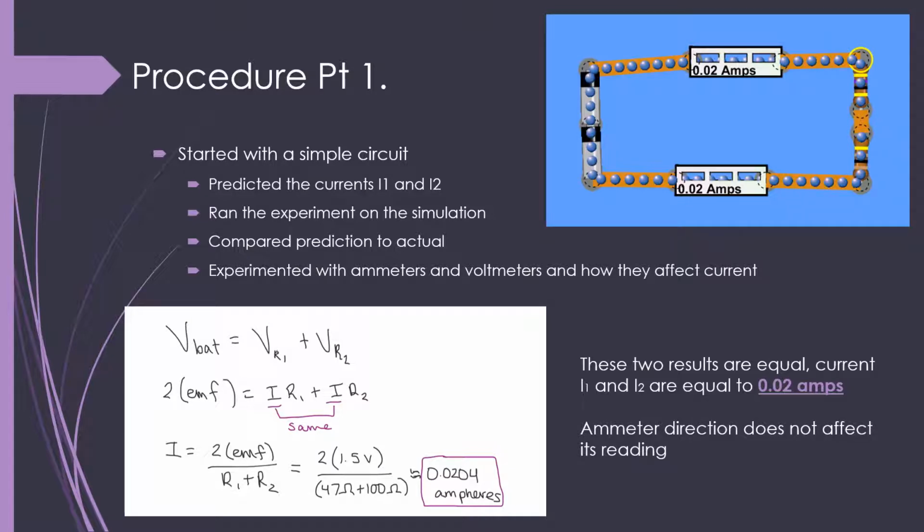In the beginning of this lab, we started with a simple circuit and predicted the currents at different points. My calculations showed that I got a value of 0.0204 amps, and the simulation measured 0.02 amps. This shows that my predicted value was in fact correct.